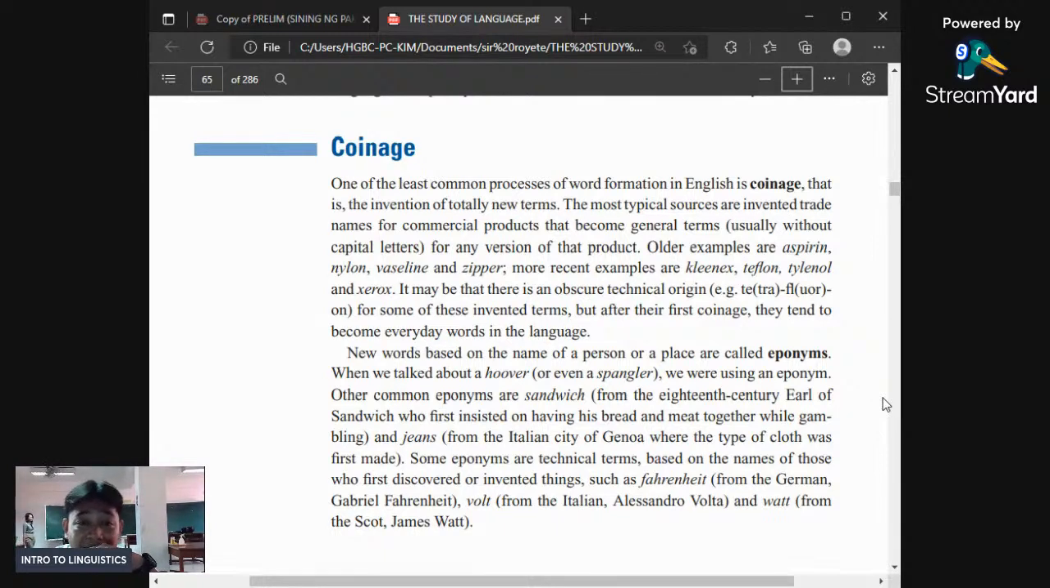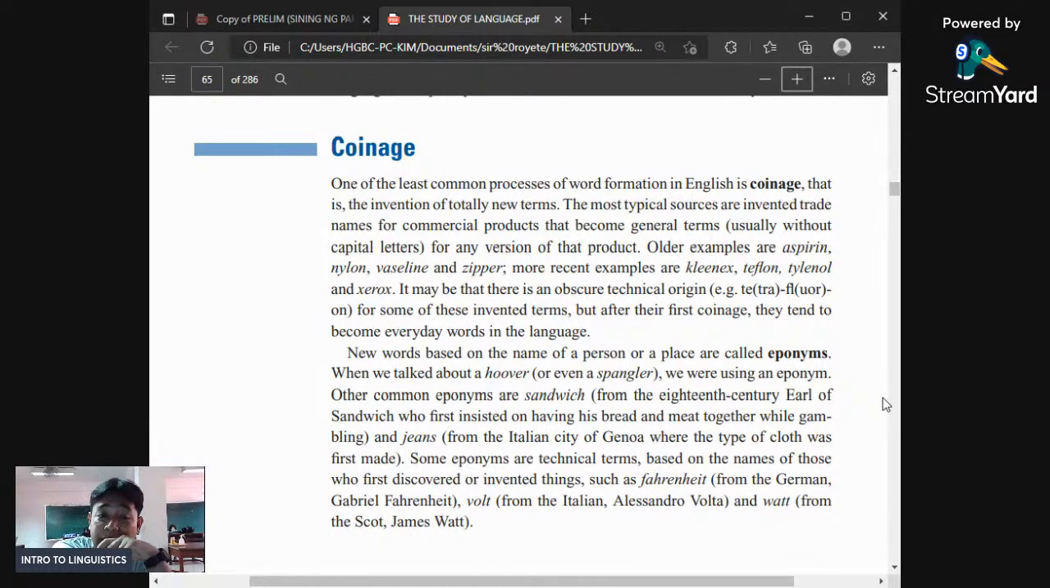For example, aspirin, nylon, Vaseline, zipper. More recent examples are Kleenex, and we also have Teflon, Tylenol, and Xerox. Right, so we consider the word Xerox. These words are coined. Right, they are invented. Coinage. So, for example, it may be that there is an obscure technical origin. For example, tetrafluoroethylene: we have tetra, fluor, and on, for some of these invented terms. But after this first coinage, they tend to become everyday words in the language.